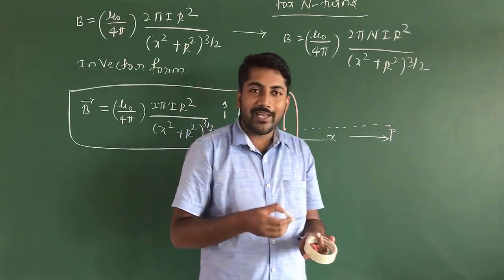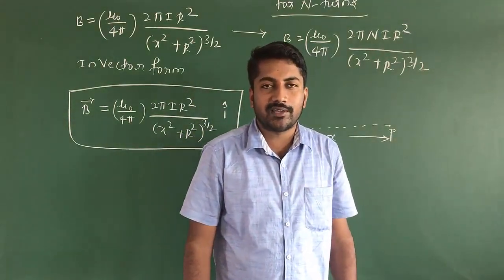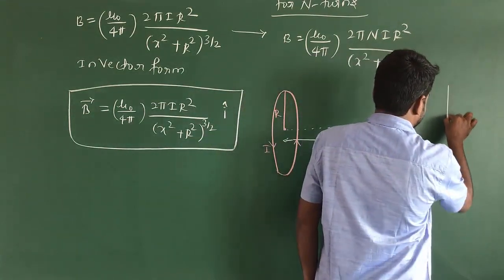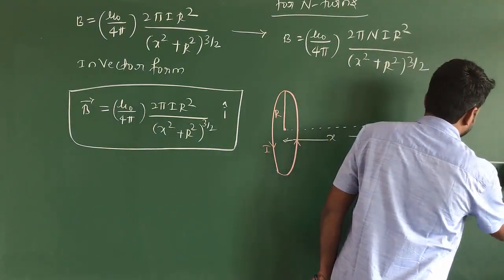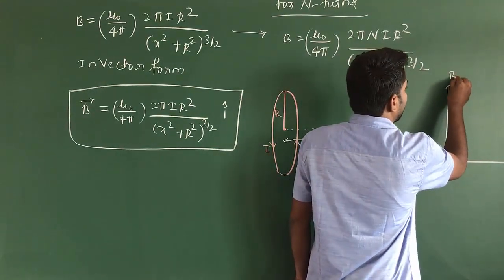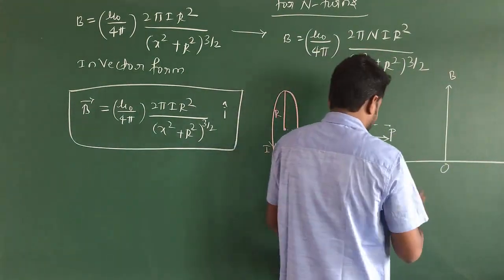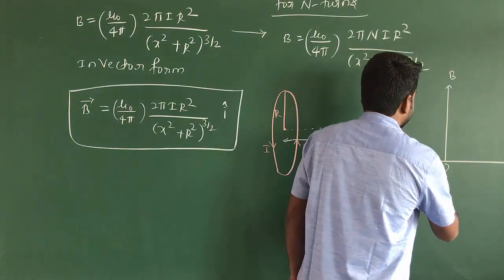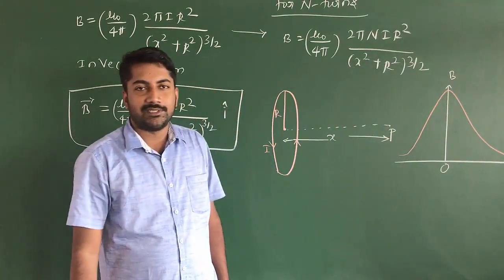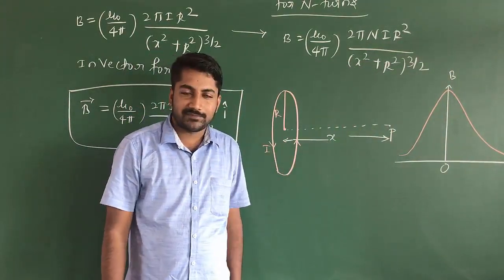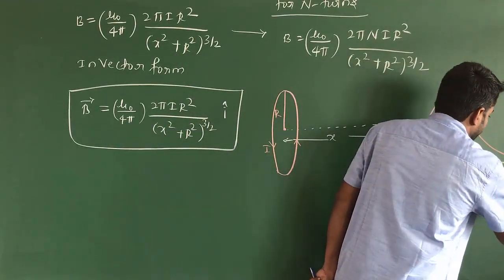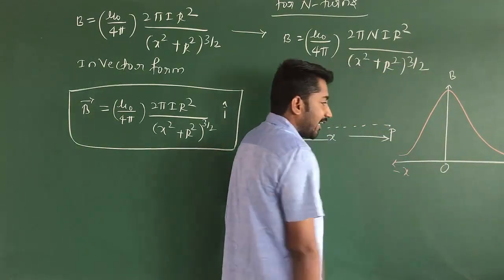Now I draw the graph of the variation of magnetic field due to the circular coil. Here O is the center of the coil and B is the magnetic field. This graph shows the variation of magnetic field due to the circular coil. This is along the positive x direction and this is along the negative x direction.